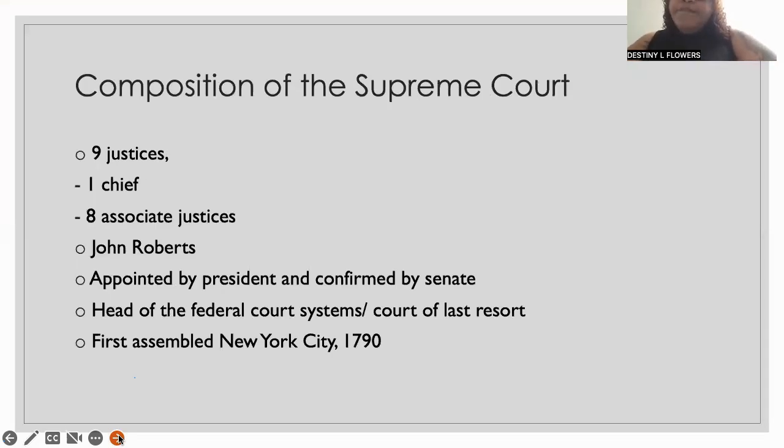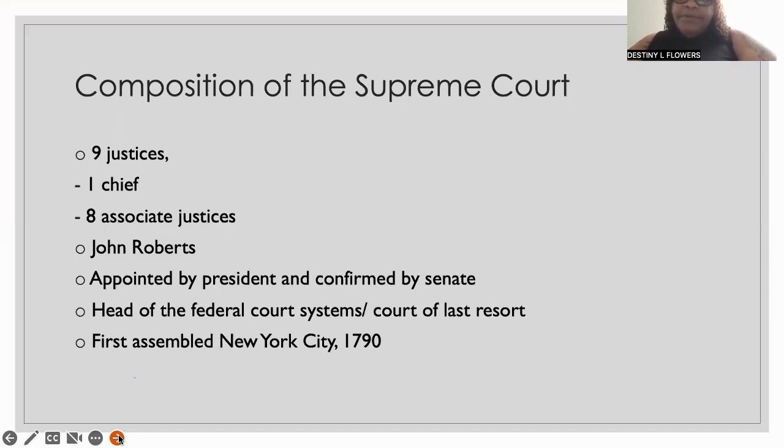The Supreme Court was first assembled in New York City in 1790 with Chief Justice John Jay as the lead. The first case they heard was West versus Barnes, delivering the first opinion on August 3rd, 1791. The Supreme Court is the court of last resort. It is the head of the federal court system and has the ultimate last word.